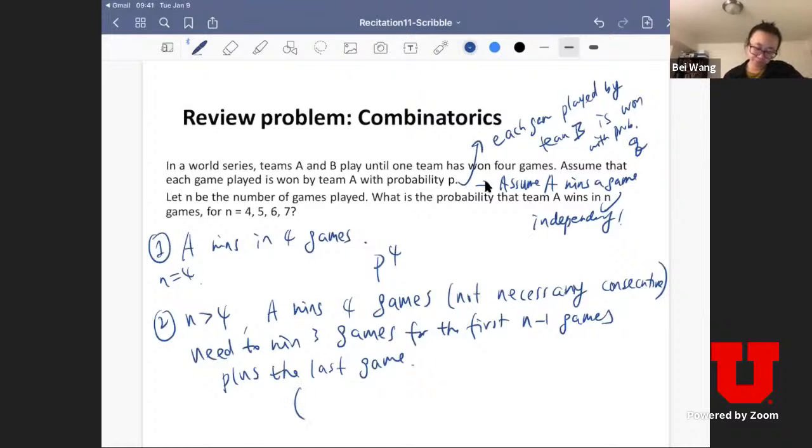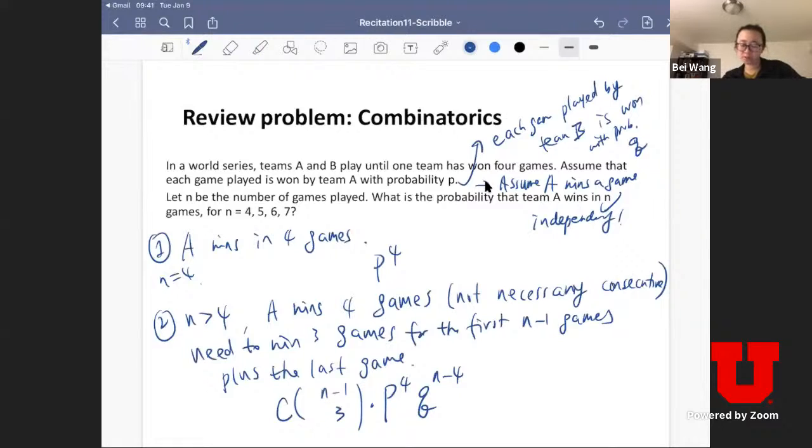So among n-1, I'm going to choose 3. Then the probability of A winning is P to the power 4, and the probability of B winning is Q to the power n-4. So finally, the probability that A wins after 4, 5, 6, 7 games is adding those terms together.